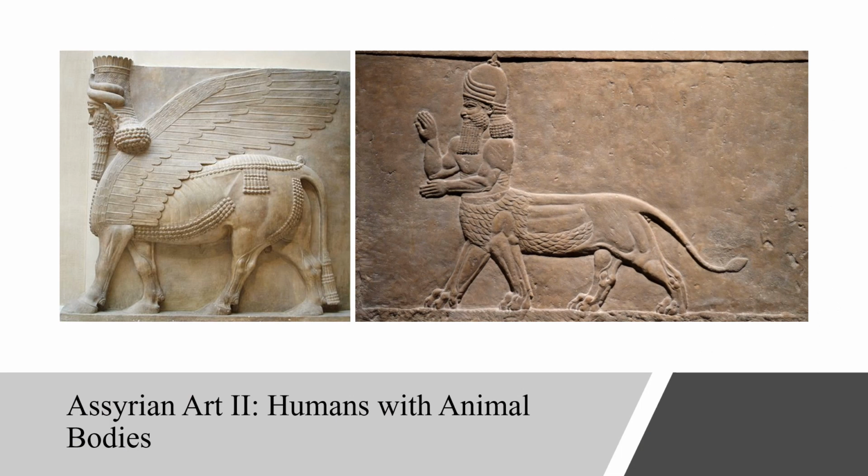Here we can see Assyrian sculptures that feature humans with animal bodies. As I mentioned before, the Mesopotamian civilizations preferred to show deities with human heads and animal bodies, the opposite of the Egyptians. Favorite animals are lions, as well as bulls, both of which represent strength. Different kinds of strength, however.